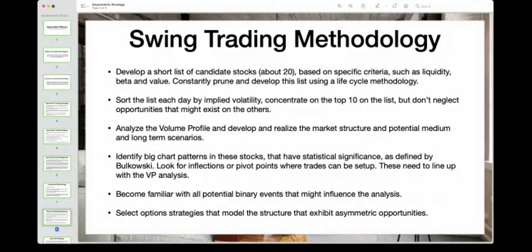All right, next, we're going to go on to the swing trading methodology. Hopefully you're finding this interesting. I'm kind of like baring all on what we're doing here, right?